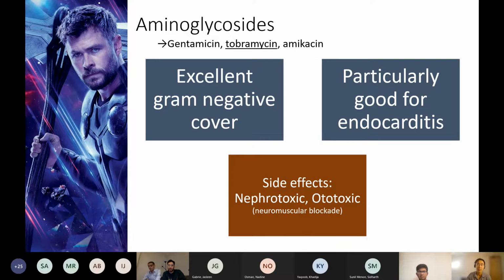We said it was particularly good for endocarditis because, like we said, it's a bactericidal antibiotic, and like the Hulk, it has potent side effects, and these ones are your kidneys and your ears, so 2 similarly shaped organs that you have. And as a very small side point, it can cause some neuromuscular blockade, so in a specific group of patients we would avoid them. Does anyone know which specific group of patients we would not give aminoglycosides to? Thinking about neuromuscular blockade and a certain neurological condition.